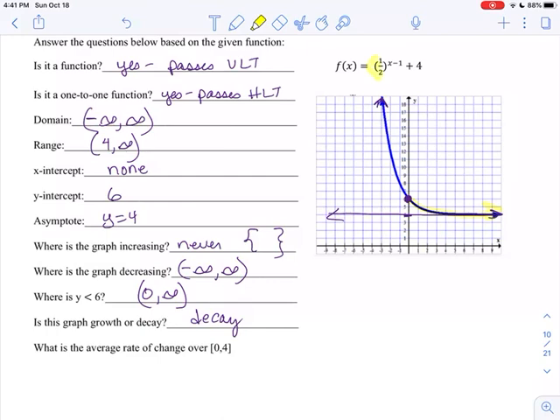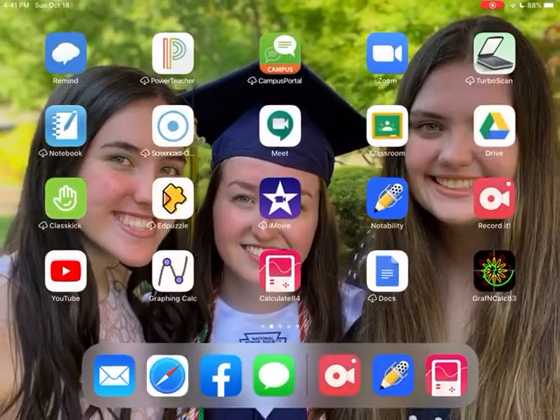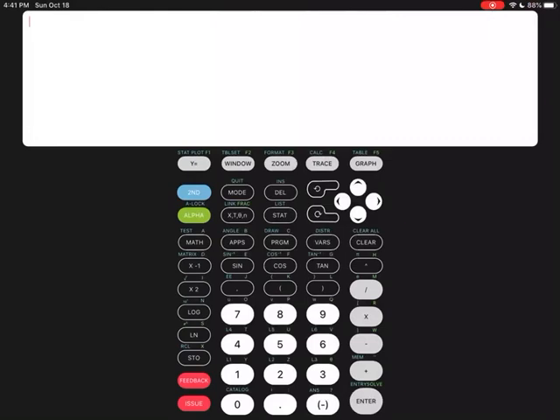Is this graph growth or decay? It's going down. It's decreasing. It's decay. Look at the b value. That b value is a number that is greater than 0 but less than 1. It's a fraction. And average rate of change. So the average rate of change would be f of 4 minus f of 0 over 4 minus 0. So it's similar to slope. It's a change in y over the change in x, but you have to actually find the value of the y value. So f of 4 minus f of 0.